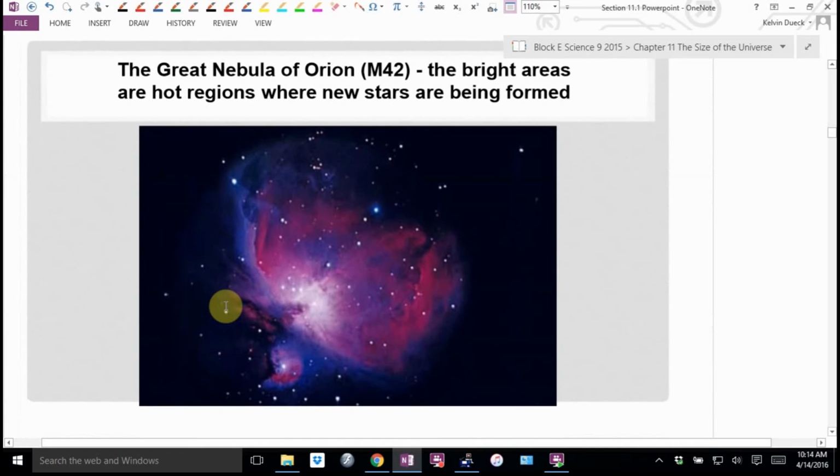So some pictures for you. Here is a nebula. This is in Orion, the Hunter, which is a constellation you can see in the wintertime. The bright areas are hot regions where new stars are being formed. When I say being formed, again, Ibrahim, we're talking over hundreds of millions or billions of years. It takes a while on the cosmic scale.